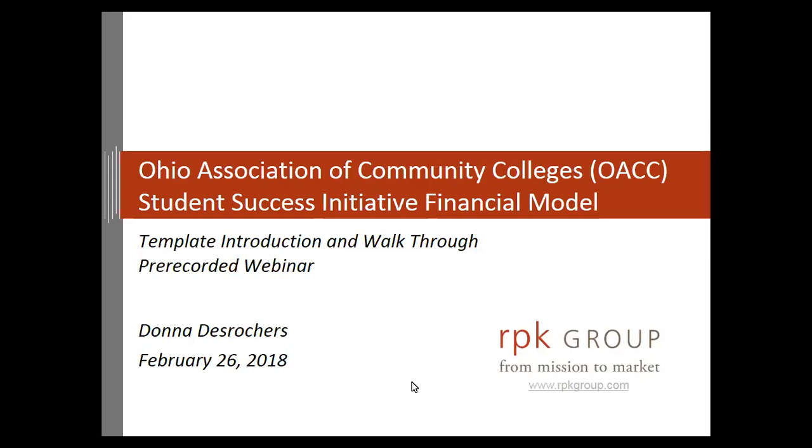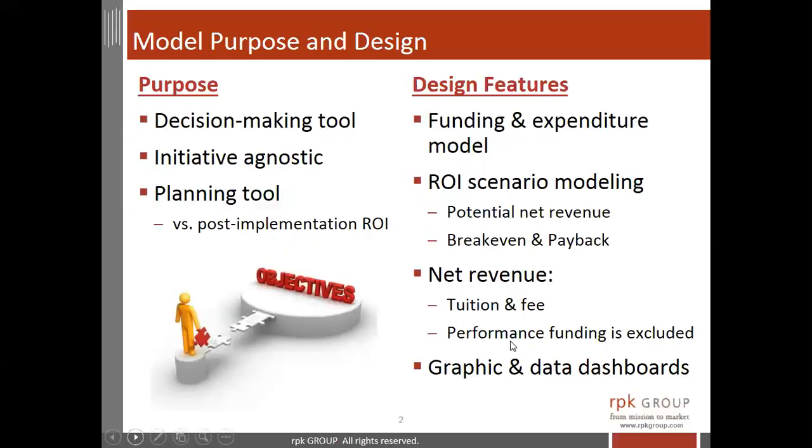So OACC initially approached us about designing a tool to assist colleges with decision-making around these different student success initiatives. They knew that colleges were considering many different types of programs, including, for example, advising redesign, such as technology-enabled advising, ASAP or SAIL programs for low-income students, as well as redesigning course pathways, first-year experiences, and many others. So the template is designed to be initiative agnostic, so it can be used widely across the colleges.